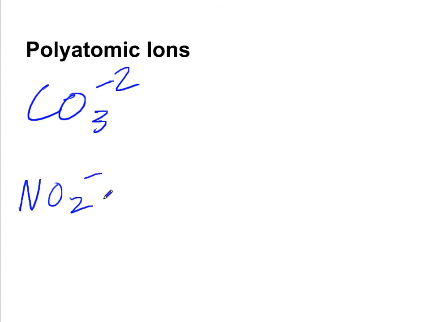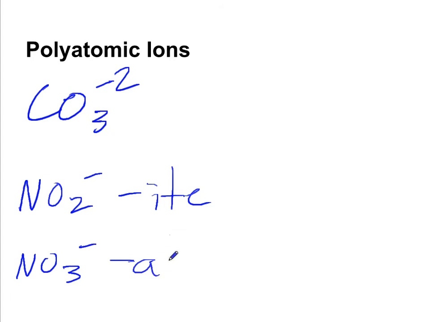Similar to nitrite, we have nitrate, NO3 minus. If you ever have a choice between similar polyatomic ions, one with fewer oxygens, one with more, fewer is going to have the suffix ITE, and the one with more oxygens is going to have the suffix ATE. But that's the basics of polyatomic ions. You need to have that list memorized. These function just like typical anions do in binary ionic compounds.